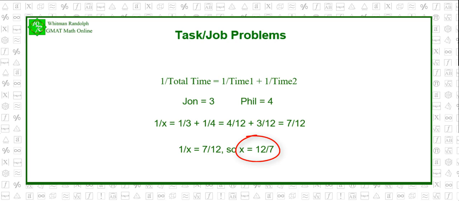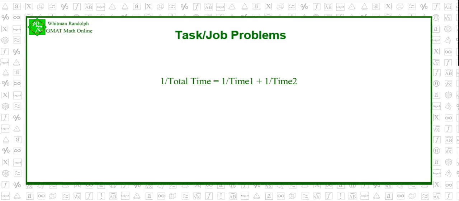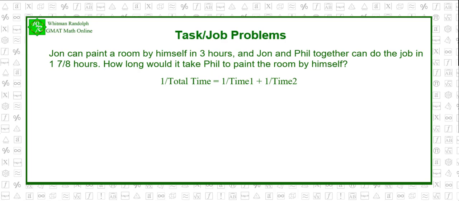Notice that we still just invert the two fractions, 1 over x and 7 over 12, to get the desired result, x equals 12/7. Here's another example which uses the formula a little differently. John can paint a room by himself in 3 hours, and John and Phil together can do the job in 1 7/8 hours. How long would it take Phil to paint the room by himself?